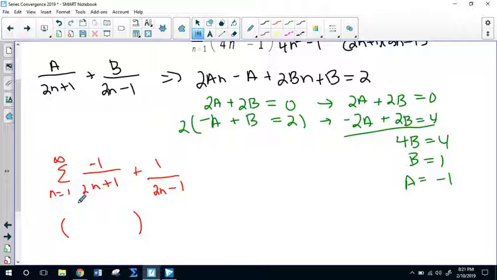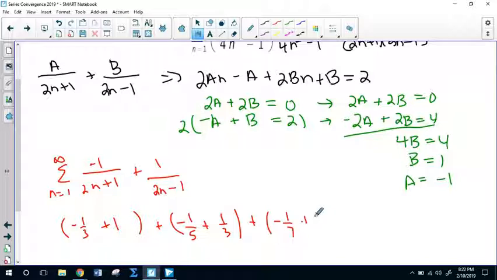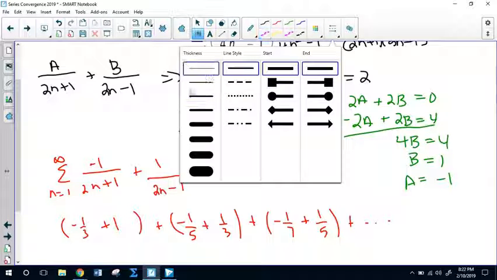So when n is equal to 1, I have, let's see, negative 1/3 plus 1. And then when I add on the next term, when n equals 2, that's going to be a negative 1/5 plus 1/3. And then the next term, when n is equal to 3, will be equal to negative 1/7 plus 1/5. All right, hopefully that's enough. You can do as many terms as you need to help you figure it out.